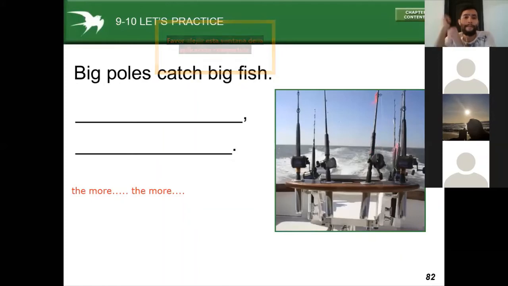How about this one? Big poles catch big fish. Do it.